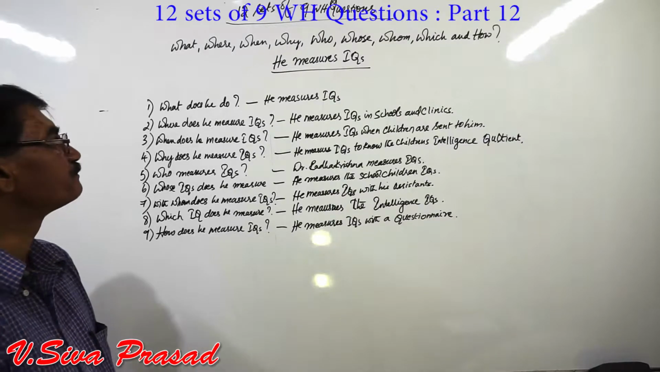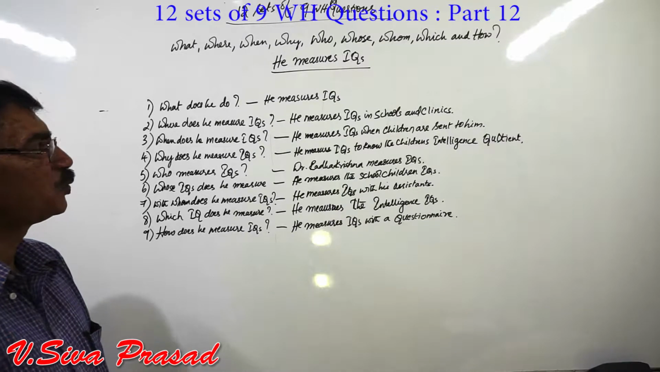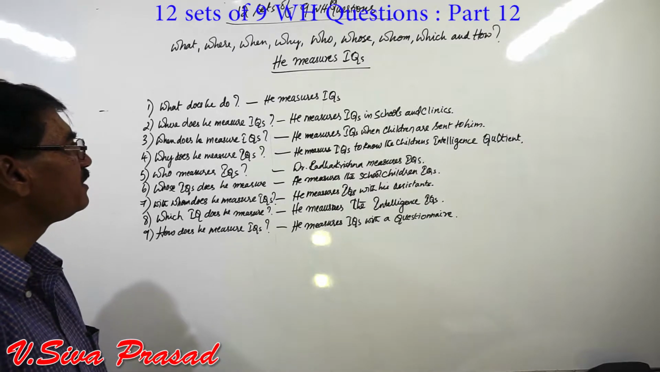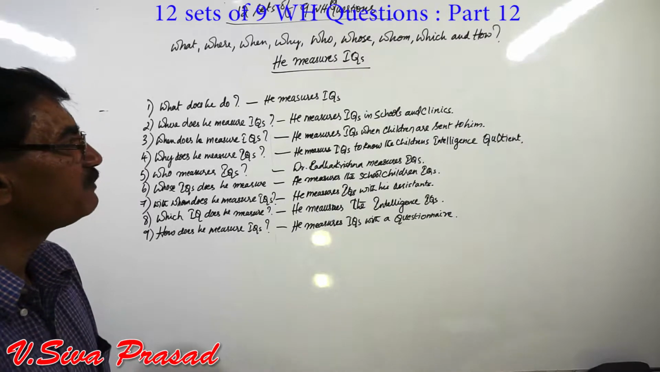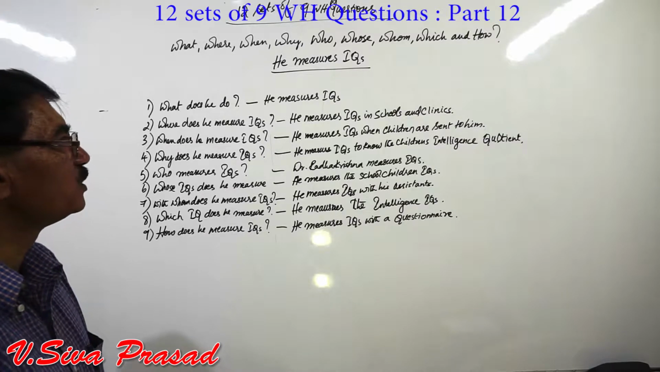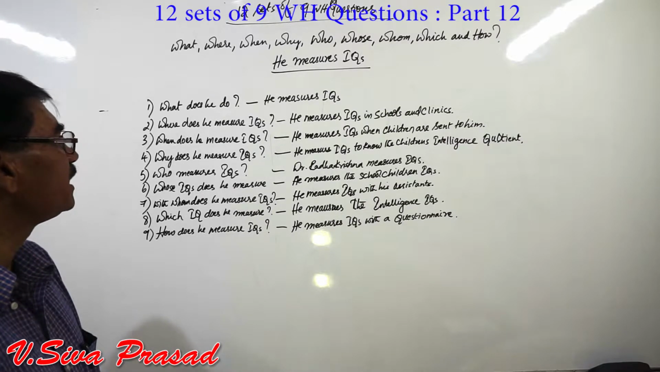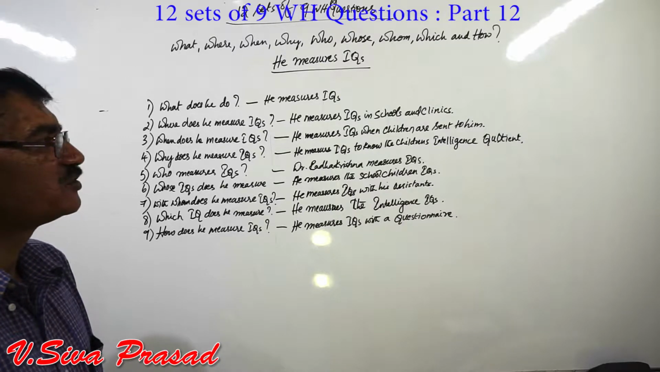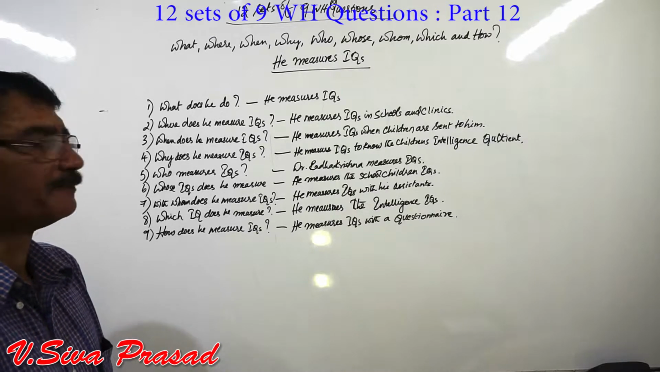The sixth one. What will he be doing? He will be measuring IQs. Where will he be measuring IQs? He will be measuring IQs in schools and clinics. When will he be measuring IQs? He will be measuring IQs when children will be sent to him.